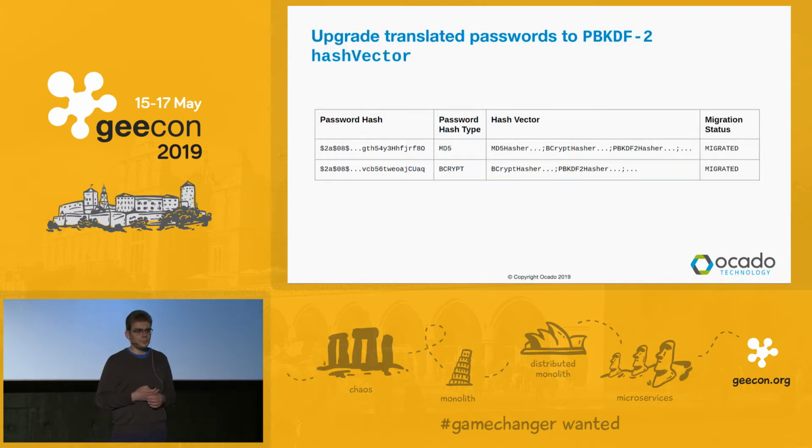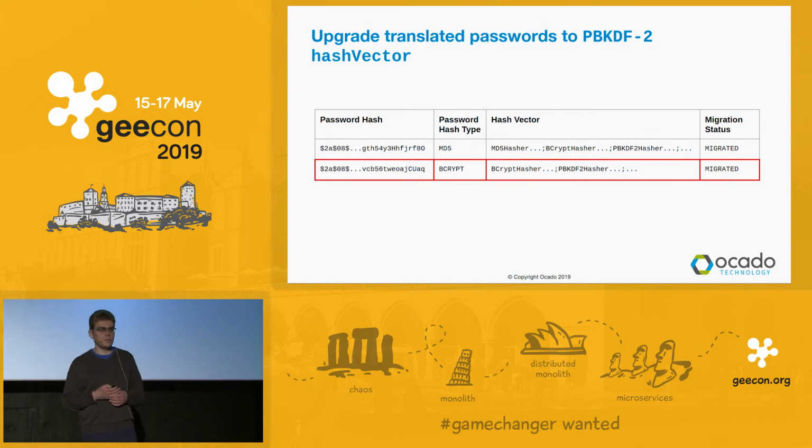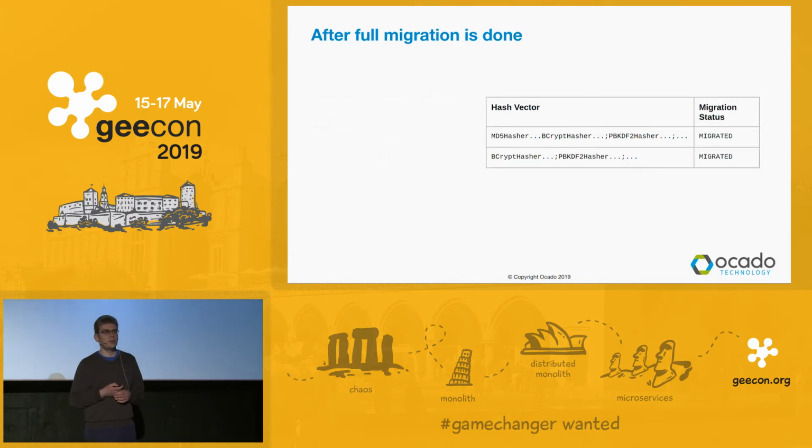The next step is upgrade. Upgrading to the strongest algorithm, PBKDF2, right? So for the MD5, for every password, we run the migrate method of PasswordHasher, and it appends the PBKDF2 hasher element to the hashVector, and we have a secure, stronger hash. And we set the migration status to migrated. The same happens for bcrypt, the same happens for MD5 customers. So we have updated hashes, and after full migration is done, as I said, very important part, we lose the old data. After we are sure that our new code works and it's fine, we need to lose the data because, as I said, we are as secure as our weakest hash.